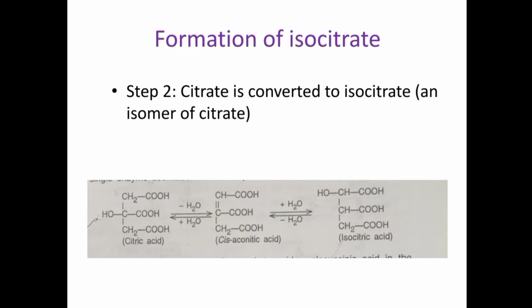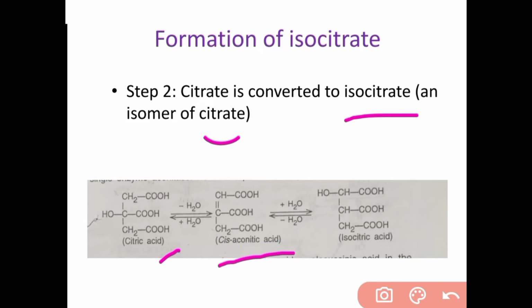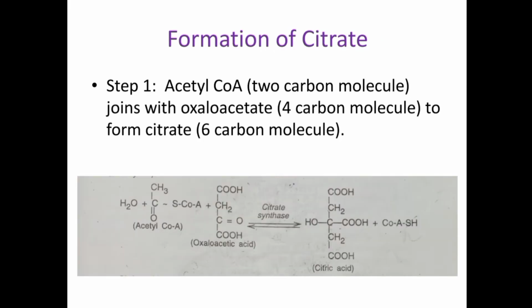Step 2, formation of isocitrate. Citrate is converted to isocitrate, which is an isomer of citrate. Here you can see that this is citrate or citric acid, which is converted to cis-aconitic acid, then converted to isocitric acid. Here isomerization occurs.